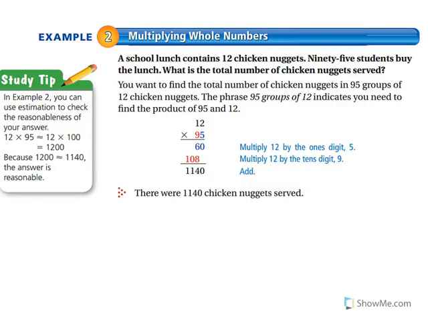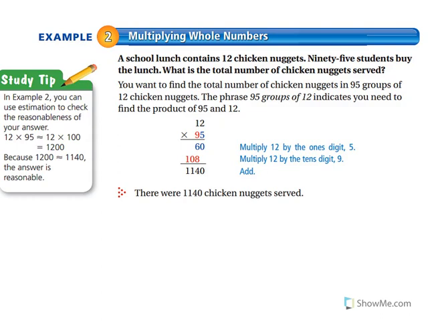I'm going to go ahead and move on to our next example. So in this example, it says, a school lunch contains 12 chicken nuggets. 95 students buy the lunch. What is the total number of chicken nuggets served? Well, again, try a simpler problem. If I receive 2 chicken strips, and we'll say 20 people get the chicken strips for their lunch, how many are made? Well, it would be 2 times 20 is 40 altogether.